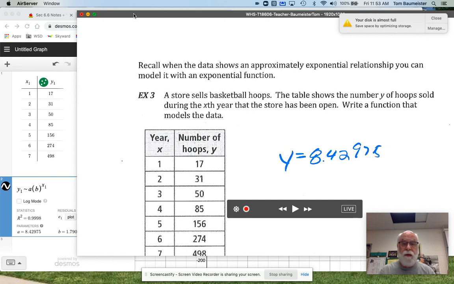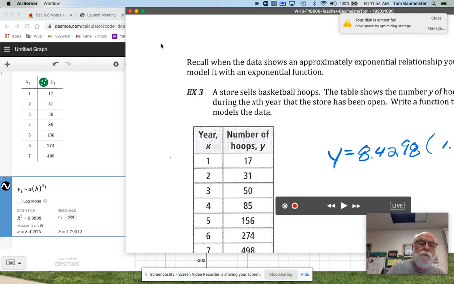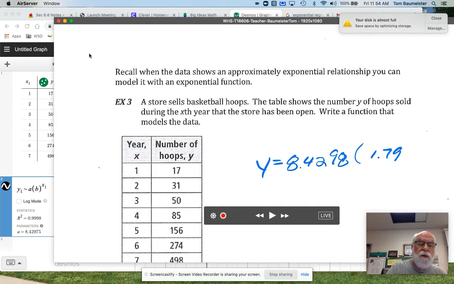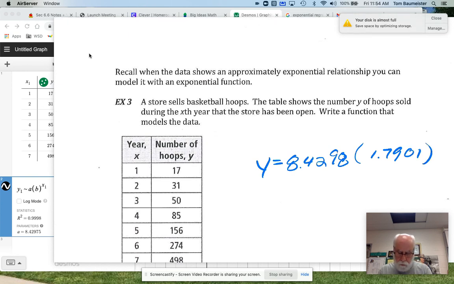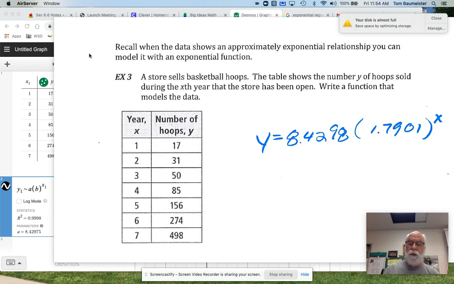Again, look and see what they tell you to round it to. I would have done to the nearest 4 places because that's what you're going to start doing. Times 1.7901 raised to the x power. All right. So that's it. Okay, thank you.